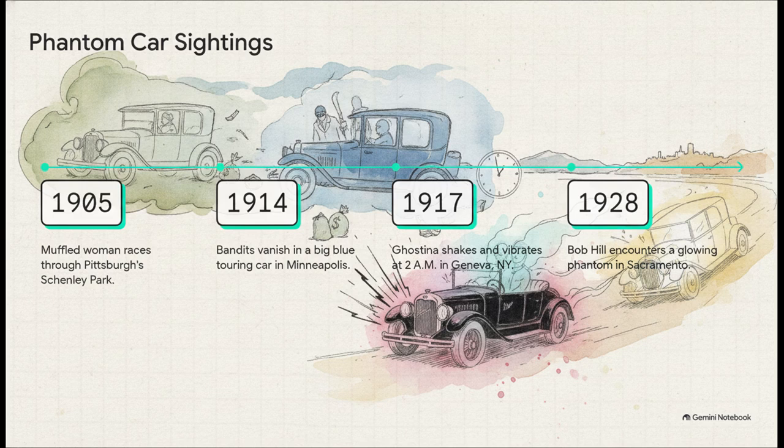In 1905, a muffled woman in a white touring car was seen tearing through Shenley Park in Pittsburgh. By 1914, phantom cars were being tied to masked bandits in Minneapolis. Then in 1917, Geneva, New York was completely terrorized by Ghostina, a haunted car that would mysteriously vibrate and shake at 2 a.m., complete with vaporous figures sitting right in the front seat. And by the 1920s, the Sacramento Valley became this massive hotspot for ghost cars, causing near-miss collisions.